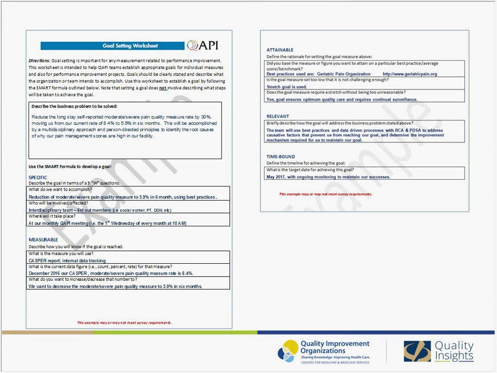In this example that I provided for a goal-setting worksheet, you will see that this sample nursing home wants to improve their pain quality measure by 30%. Their current rate is 8.4, and they want to decrease it to 5.9 in 6 months. And there's your time bound. And why is it relevant and attainable? What best practices did we use to compare ourselves to? And so utilizing this goal-setting worksheet has that SMART formula built in for you.